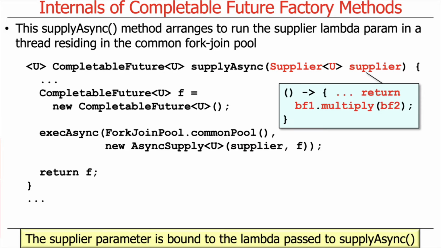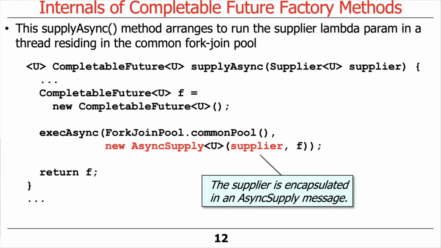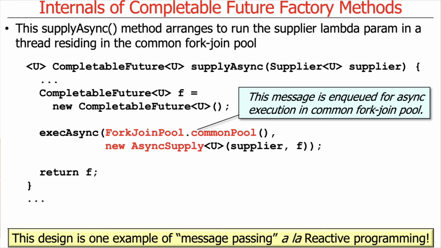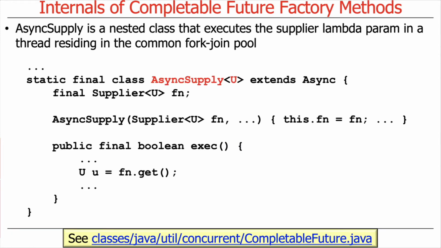So here's the supplier. That's what it corresponds to. It's the supplier lambda that's passed here. Here's what we do. We take that supplier and we encapsulate it in something called AsyncSupply. We'll look at AsyncSupply in a second. AsyncSupply is a nested class in the CompletableFuture class. Remember, we talked about message passing. This is message passing right here. And then we're going to pass that new AsyncSupply message into the common fork join pool. We're going to basically enqueue it for later computation in that common fork join pool.